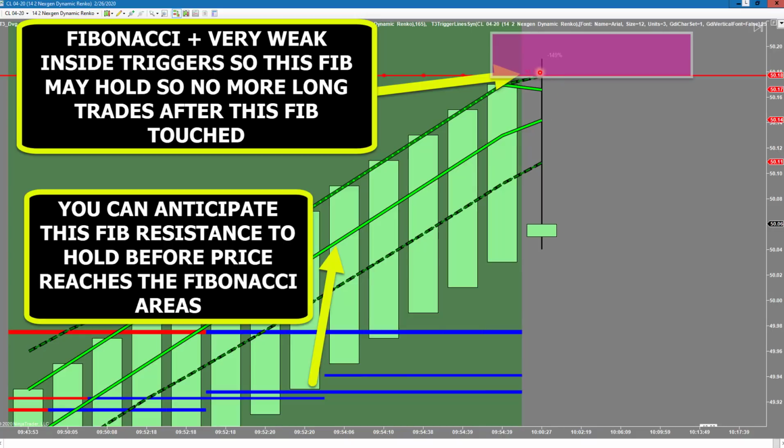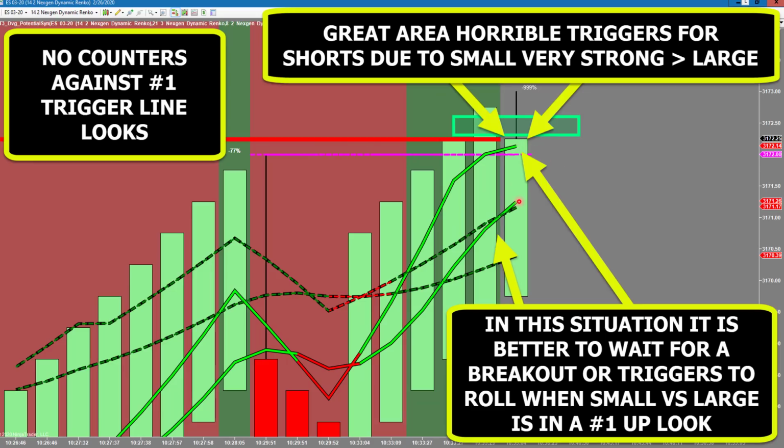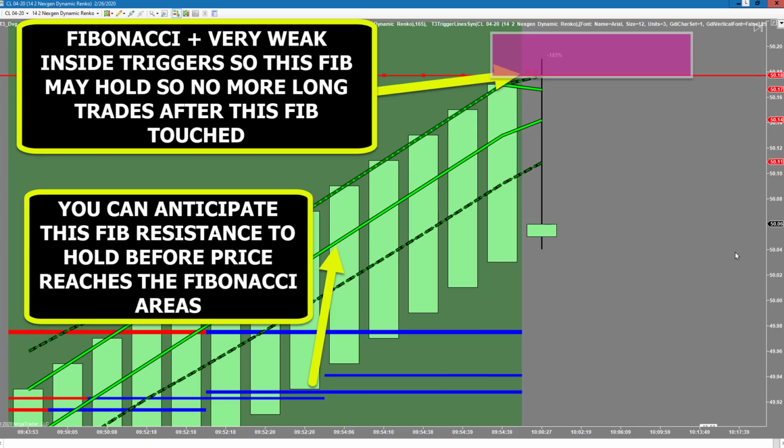And again, look at this picture. The 50.18 resistance with the small triggers inside has already bounced down to 50.04. So it's already gone down 14 ticks. And again, it's a subtlety. Small triggers above the large, no going short. Small triggers inside the large or below the large, maybe you have a better chance at Fibonacci.